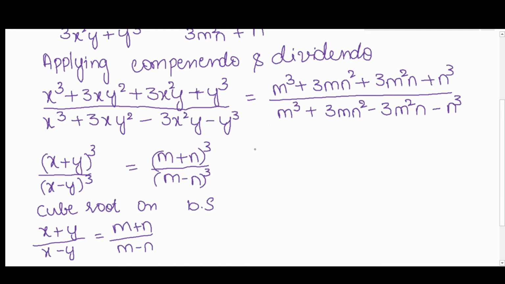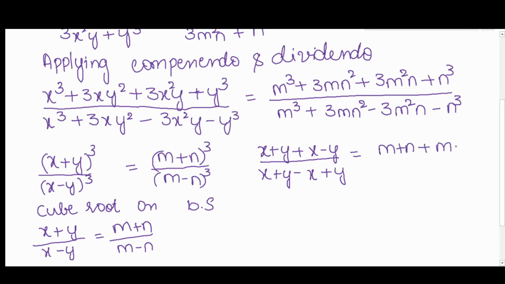Now again, let us apply the componendo and dividendo. If I apply componendo and dividendo, you result with this in the numerator, and in the denominator you get x plus y minus x, minus into minuses, plus y. Same thing happens on this end also, plus n, plus m minus n divided by m plus n minus m plus n. You can see n gets cancelled, minus m plus m gets cancelled.